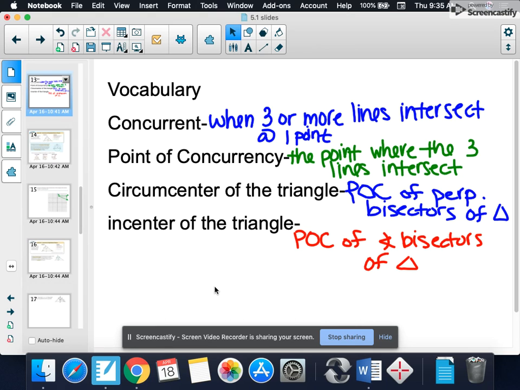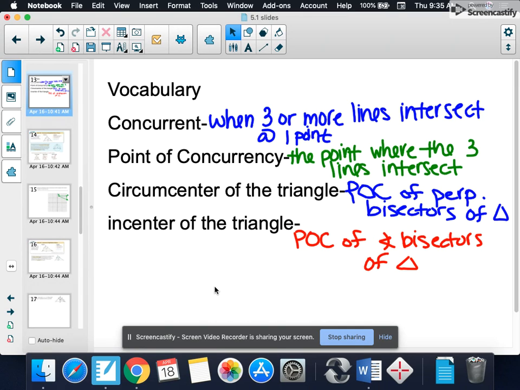So in this next section, we're going to talk about points of concurrency and circumcenters and in-centers. First, I'd like you to copy down the vocab, so you can pause it to copy it down. I'll go ahead and read through it real quick. Concurrent means when three or more lines intersect at one point, and a point of concurrency is the point where the three lines intersect.